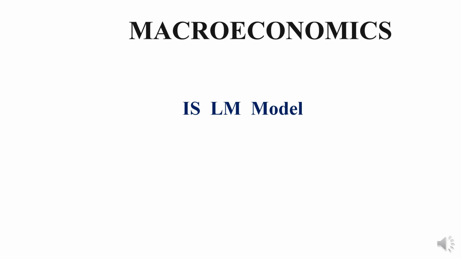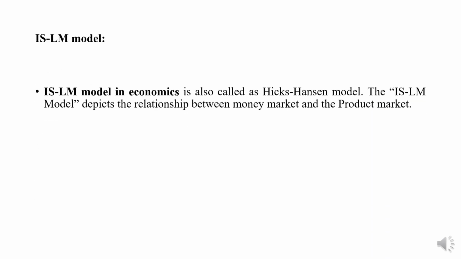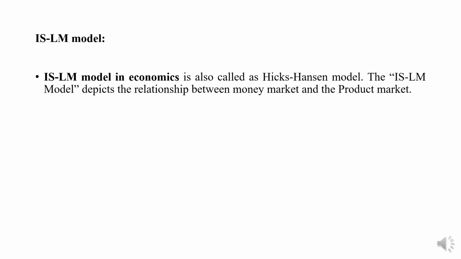In macroeconomics class, we start the IS-LM model. IS means investment saving and LM is the liquidity of money. The IS-LM model in economics is also called the Hicks-Hansen model. The IS-LM model depicts the relationship between the money market and the product market.